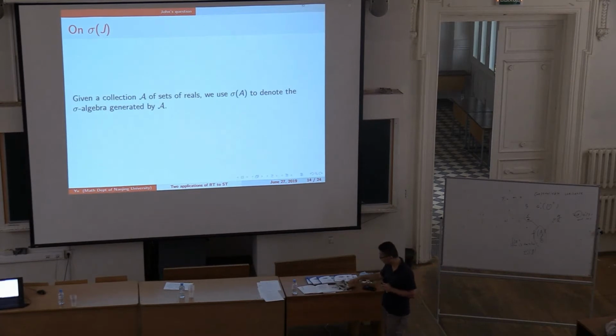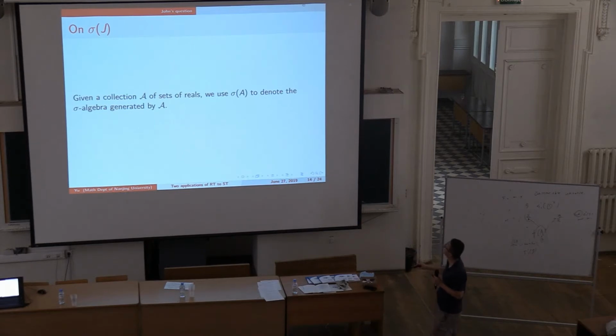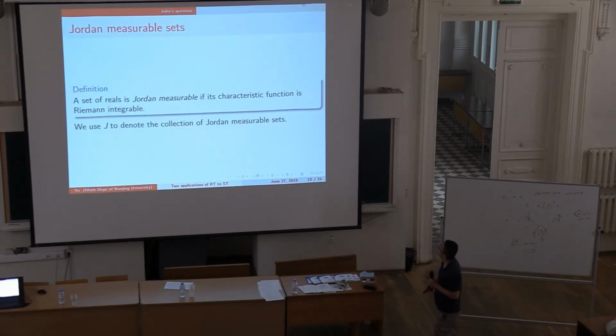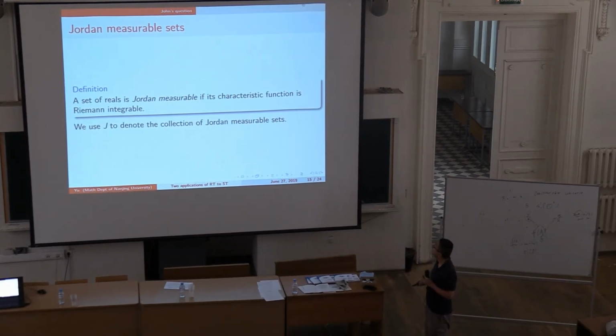Well, this was another question asked by analysts. Given a collection A of sets of reals, we use σ(A) to denote the sigma algebra generated by A. So the Borel sets are the sigma algebra generated by open sets. And what is a Jordan measurable set? A set of reals is Jordan measurable if its characteristic function is Riemann integrable. And we use J to denote the collection of Jordan measurable sets.